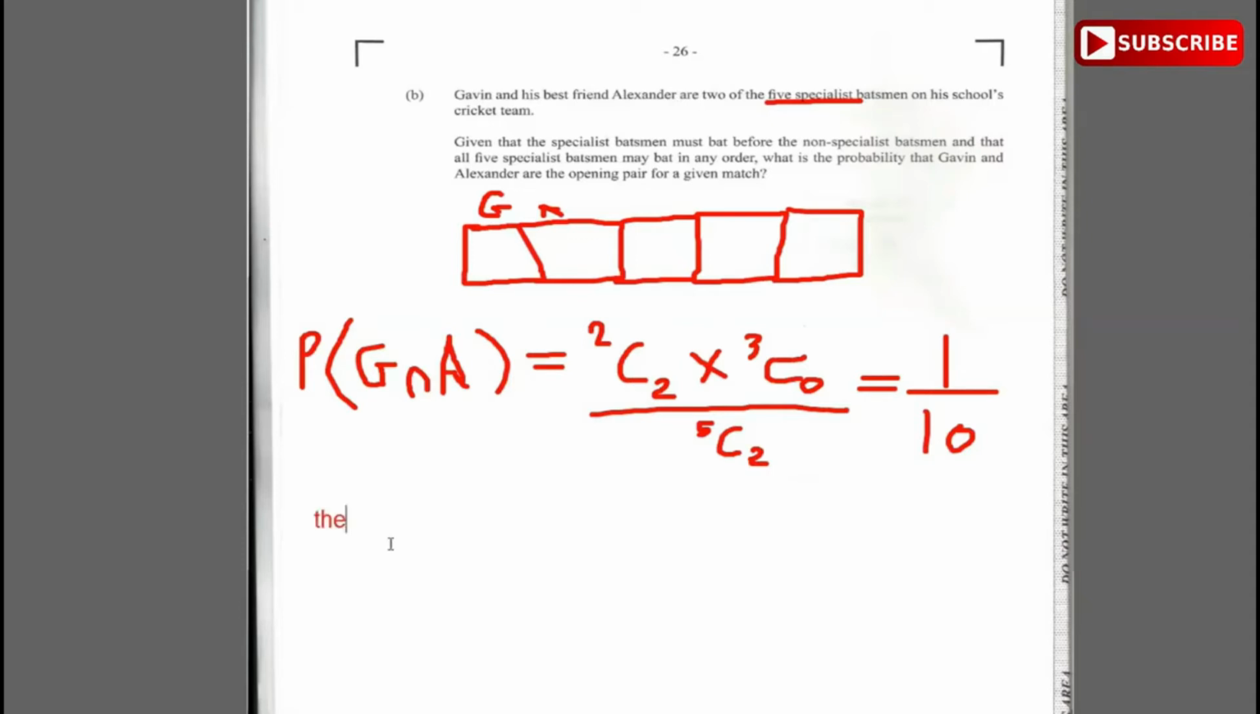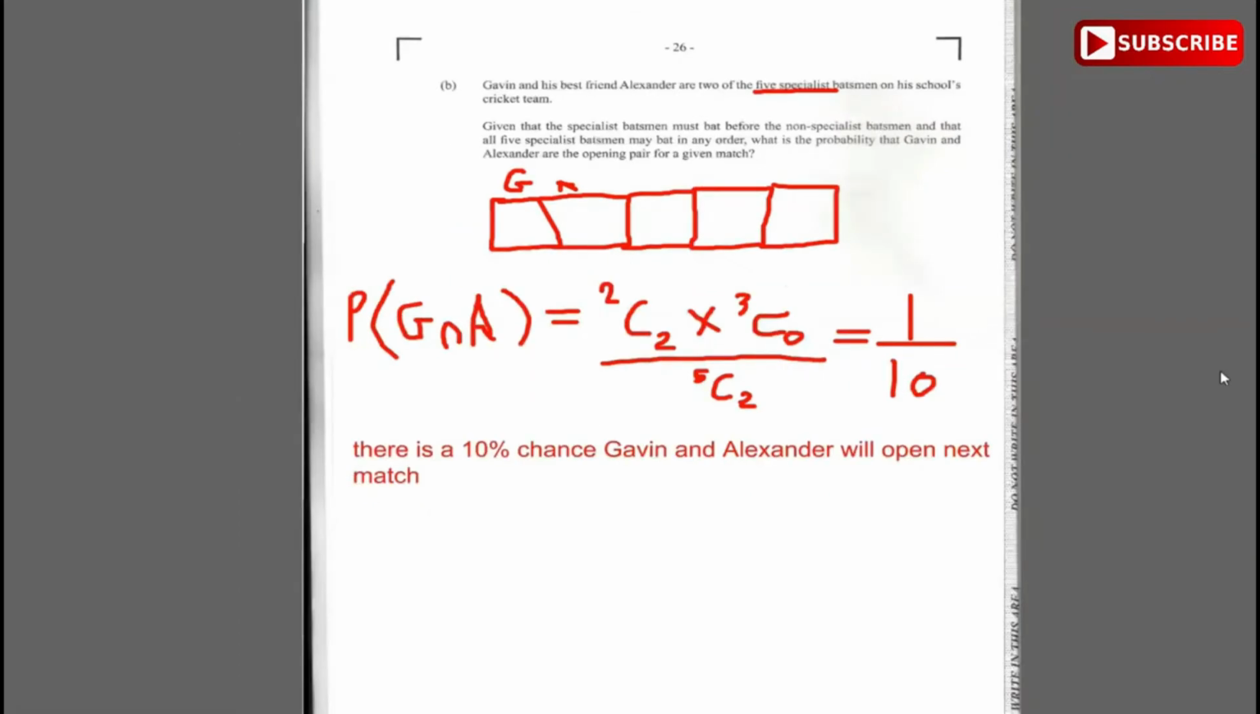So there is a 10% chance Gavin and Alexander will open next match. There's a 10% chance. All right, nice and easy. That takes care of this question.